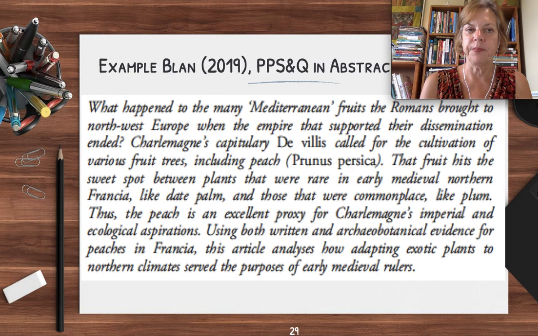So just to show you some examples from published papers, and in this example, Bland 2019, you can see the whole problem purpose statement in the abstract. Now, not all the components are here, because sometimes they're not all relevant for your research. But I would say in the beginning, try and put all the components in, and then work out what you don't need. So in this particular abstract, I'm just going to go on.